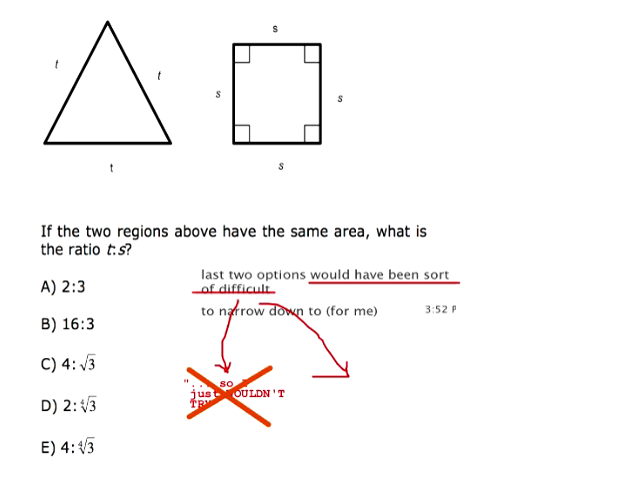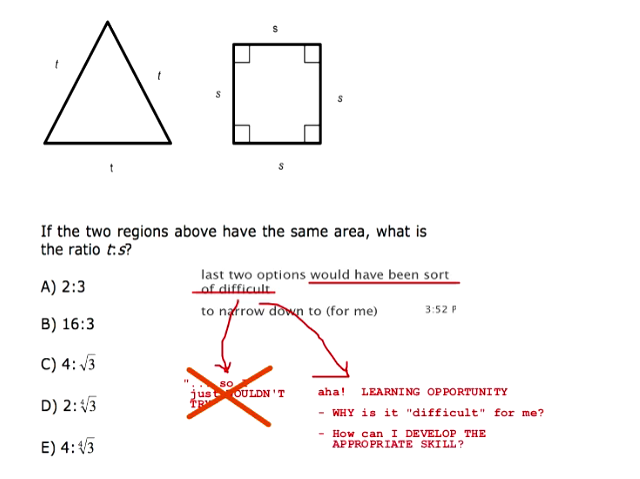What you have to do is you need to be like, aha, learning opportunity. Like, why is it hard? Is the first thing you need to figure out. And then, how can I develop the appropriate skill? Because what's weird about this is, honestly, it's weird to me that people go from here to here.